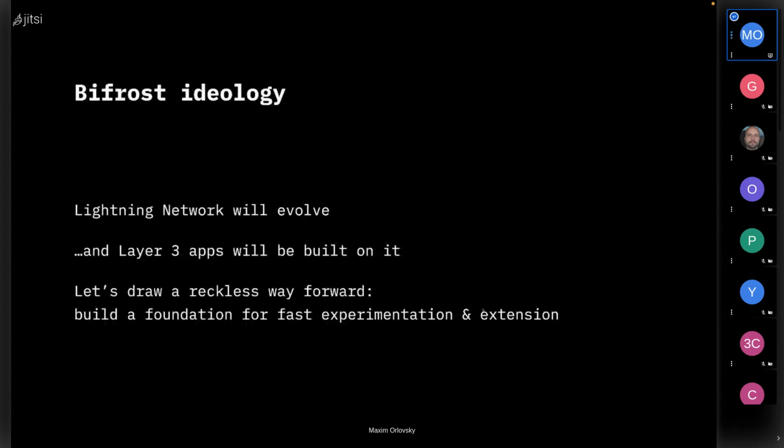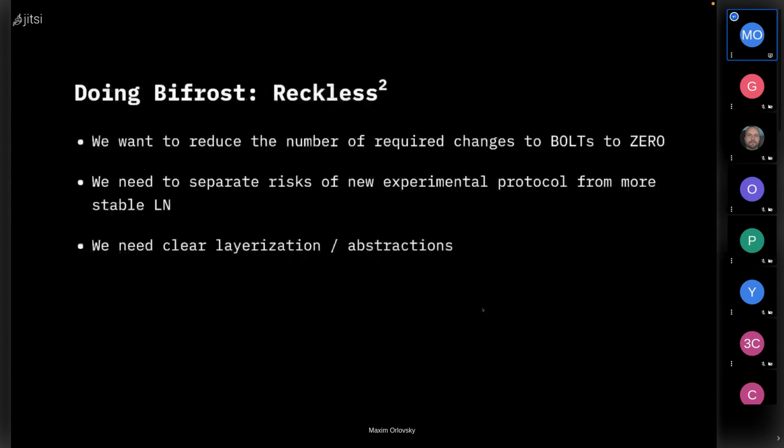So the Bifrost ideology is that we have to unlock the potential of Lightning Network to evolve and to build layer 3 applications on top of this Lightning Network. And we would like to reiterate on the original idea of reckless development, which was part of the Lightning Network story. And we would like to rebuild a foundation in the Lightning Network for fast experimentation and feature extension. And we call the Bifrost attempt a reckless square.